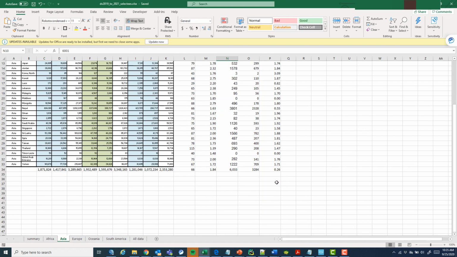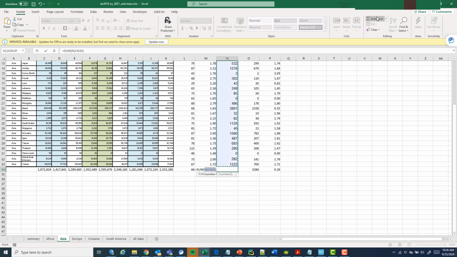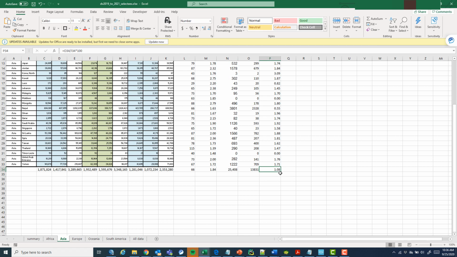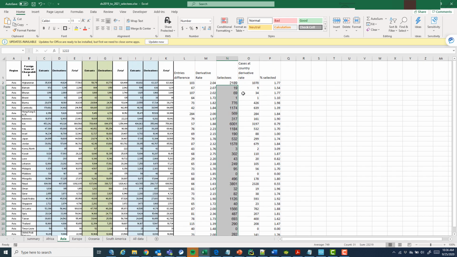The chance of selection in Asia was pretty low according to that. I wonder if that's correct. That looks like a mistake actually. That's not right. That's wrong. Hang on, let's do this. Auto sum on there. There we go. That's better. 1.08%. Yeah, that's the regional chance of selection. So that's by summing up all the numbers above.